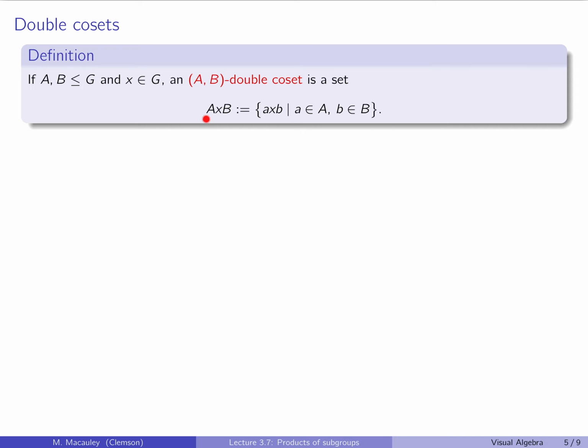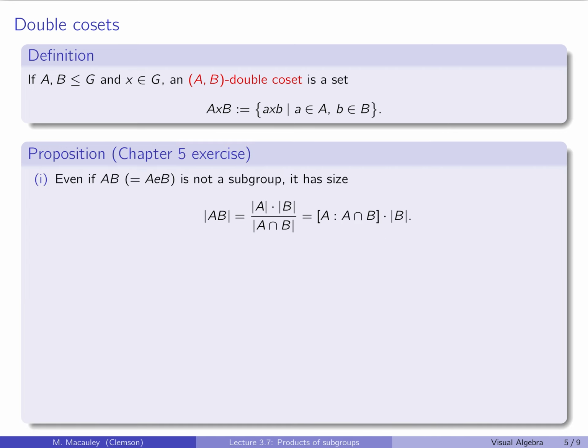We write AXB, and that is, by definition, the set of all products of elements, little a x times little b, where little a and b are in their respective subgroups. At this point, I want to state a handful of basic properties of double cosets with the caveat that we don't yet know how to prove them, the missing piece being group actions, the topic of Chapter 5.